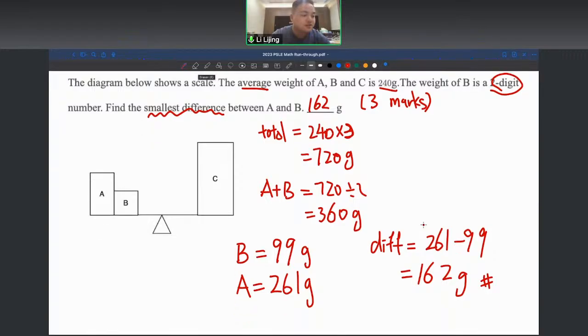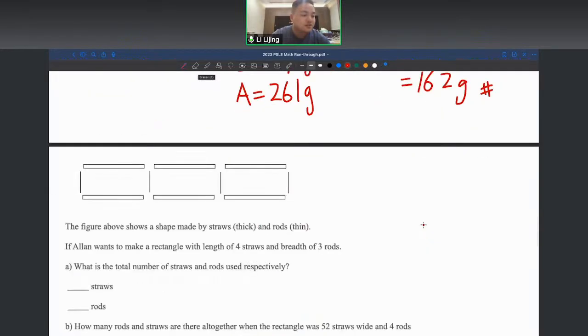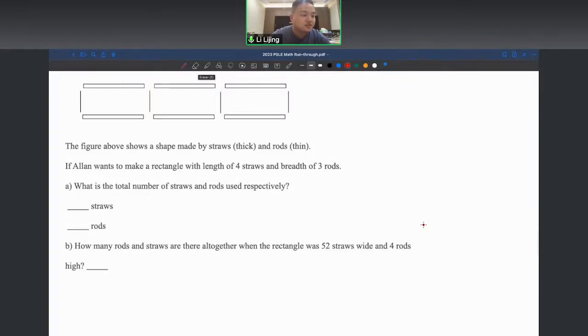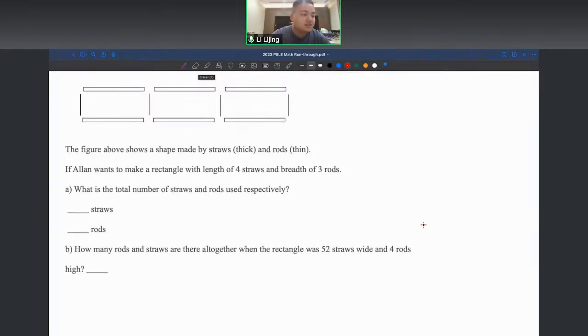Okay, then next one is about the straws and rods. Okay, I heard that this question kills a lot of people. This question is quite easy. Okay, it's from your paper 2 question 11. Okay, it's quite easy. It's just a simple pattern question. Just identify the pattern already.